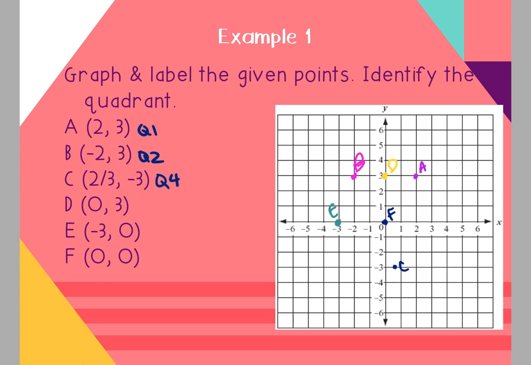Trick question, right? It falls between two. It actually falls on the y-axis, so we write y-axis. Negative 3, 0 is x-axis. Good. And 0, 0. What's it called? Origin. Good.